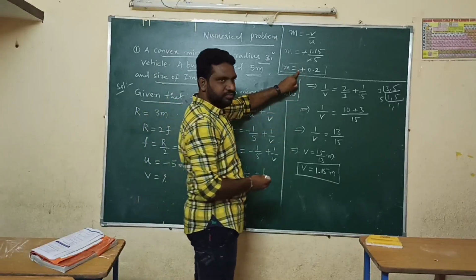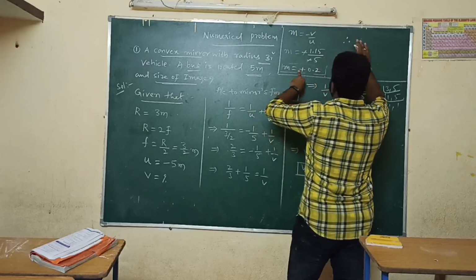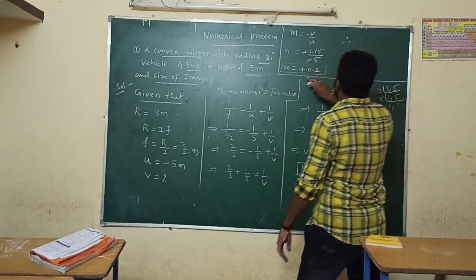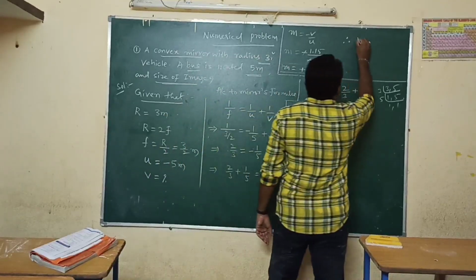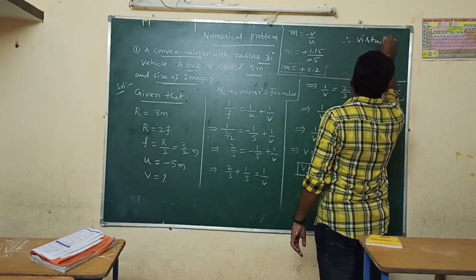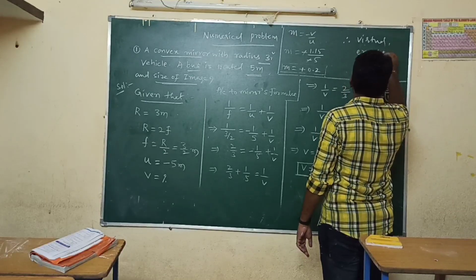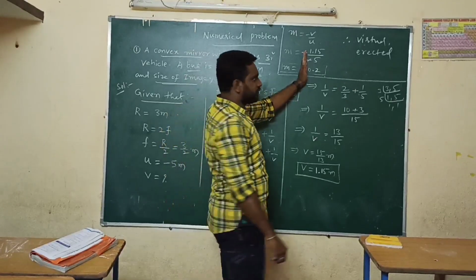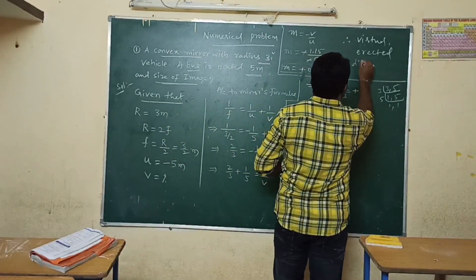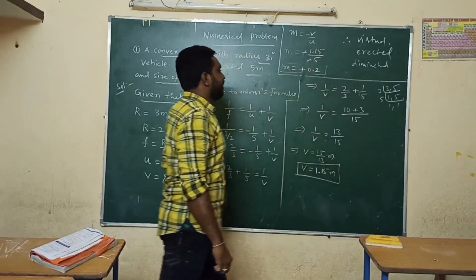Based on the magnification, we can write the ratio. Here we are getting a positive value. So that means, therefore, the image is virtual, erected. It is less than 1. We are getting less than 1, and less than 1 means it is a diminished image. So we got the nature of the image.